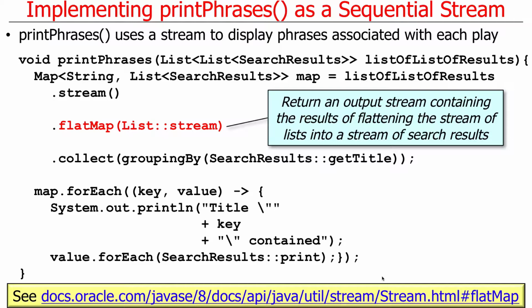So then we call flatMap, and the way to think about it logically is it takes each list of search results and it kind of pulls all the search results out of a list and sticks them into a stream one after another, right? One list after another. So it just flattens the lists into a single stream.